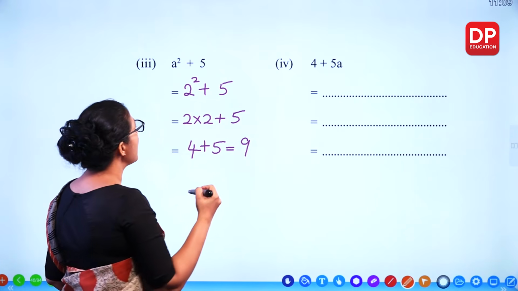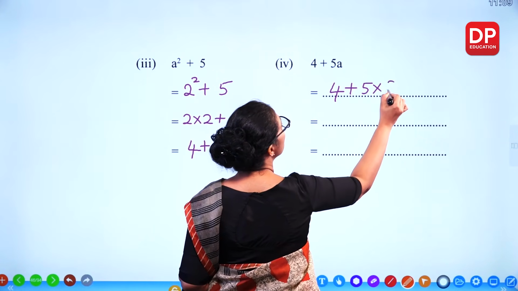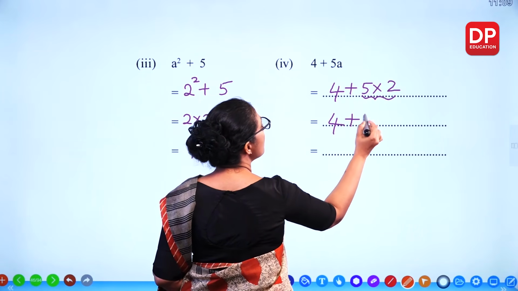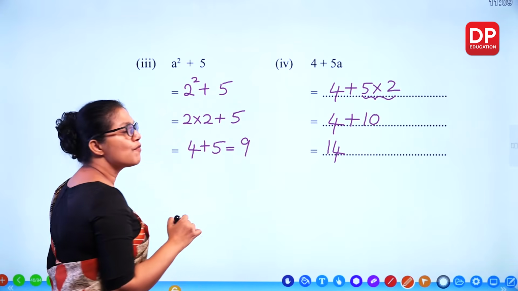4 plus 5a. A equals 2. 5 times 2. According to BODMAS, multiplication first, 5 times 2, 10. 10 plus 4, that's 14.